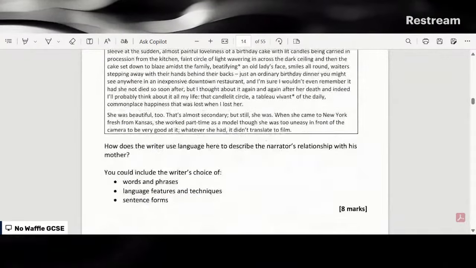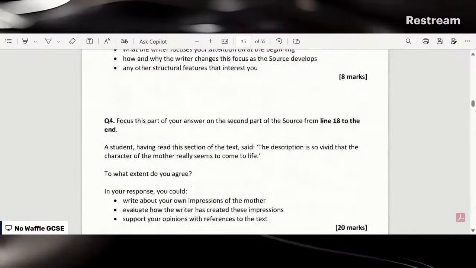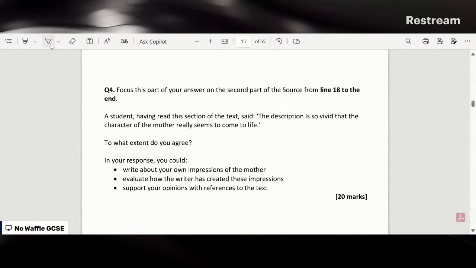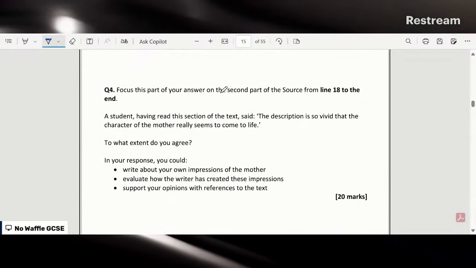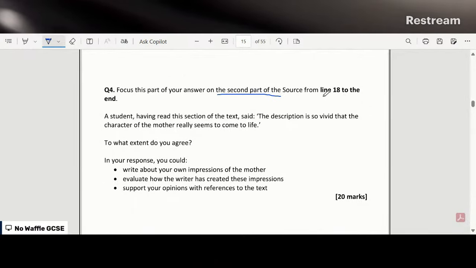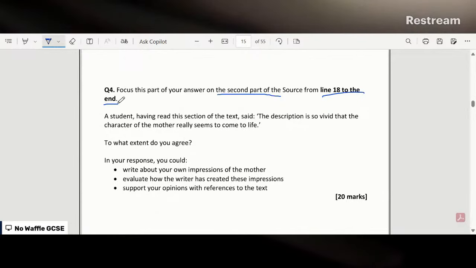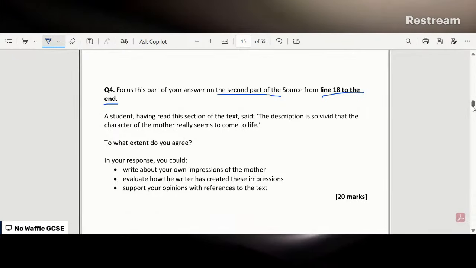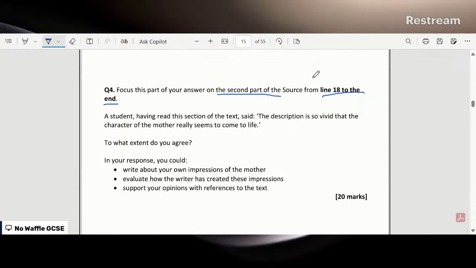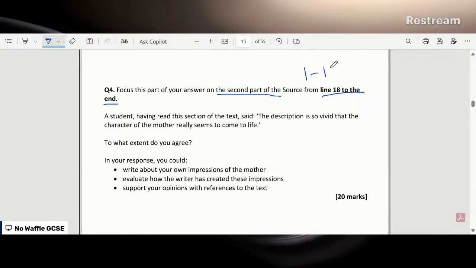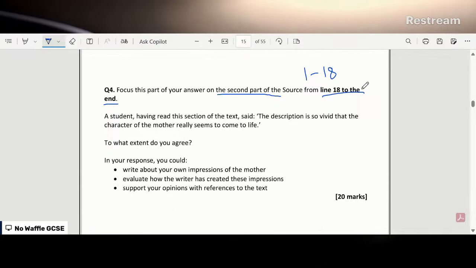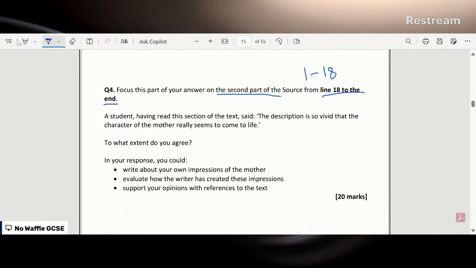So just ignoring the text for a second and focusing on what the question looks like, you've always got a question like this. Focus this part of your answer on the second part of the source from lines 18 to the end. Notice how in the previous questions, you're doing from 1 to something like 18. Now you're focusing elsewhere, so they don't want you to use those same points.